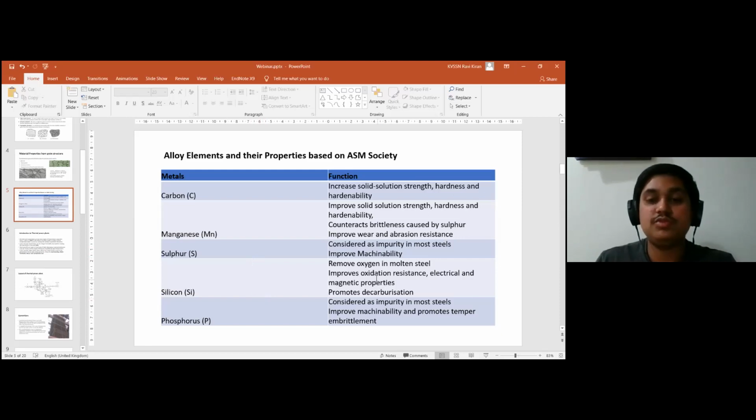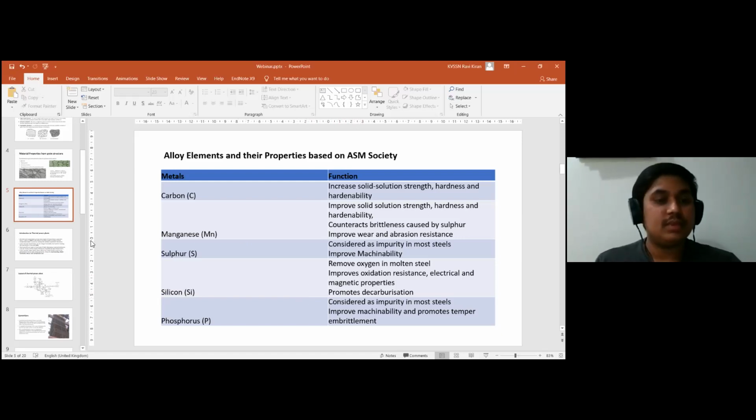Silicon removes oxygen, because oxygen pitting is one such cause which causes tube failures in these power plant components. So silicon is used for removing the oxygen from the carbon steel, or the steel applied for these components. And also it helps in decarburizing the metal.